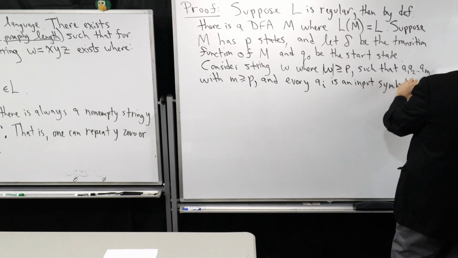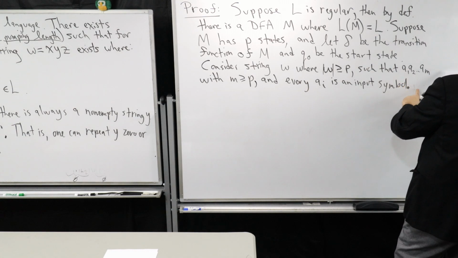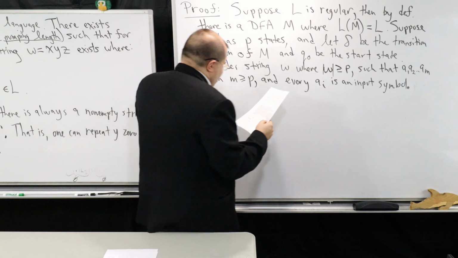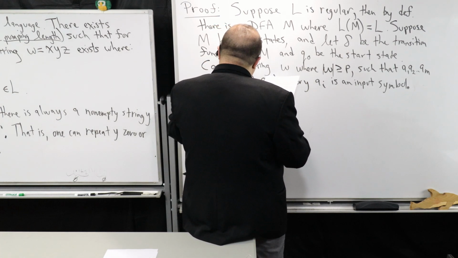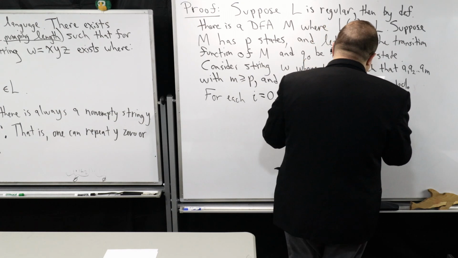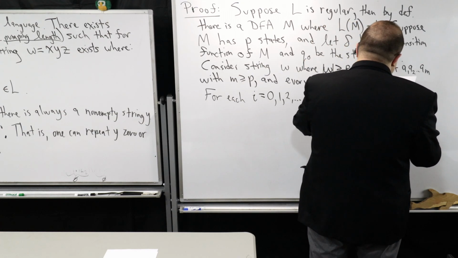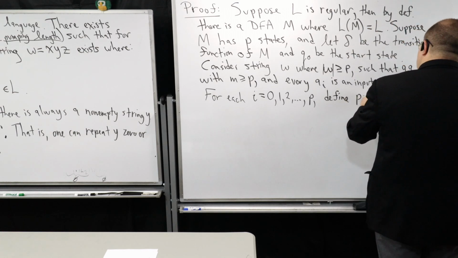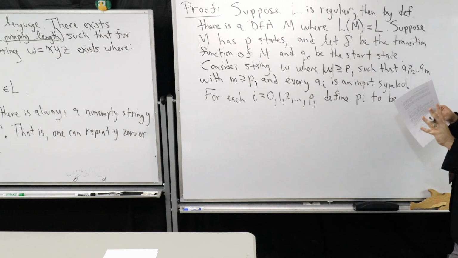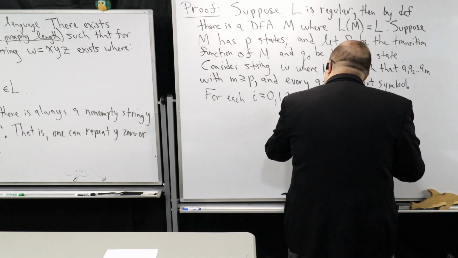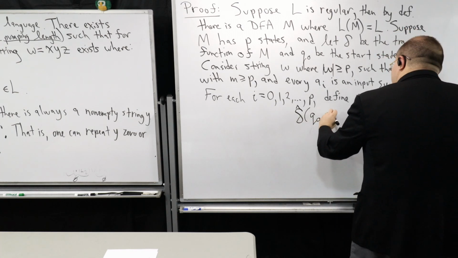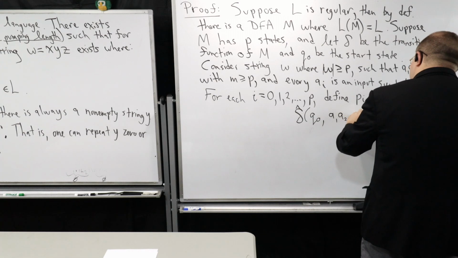Now this is the part where I don't want to lose you. This is where I'm going to define names for states in the DFA. Now watch this. For each i equal 0, 1, 2, all the way up to P, define Pi to be the following. Give me one moment to write it, and then I'll explain what I'm going to do with this. So I'm going to have the extended transition function of Q0 and then A1, A2, all the way up to Ai.